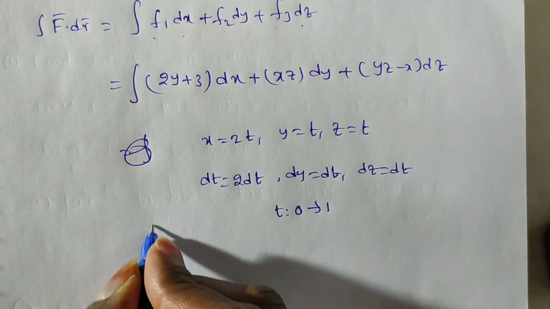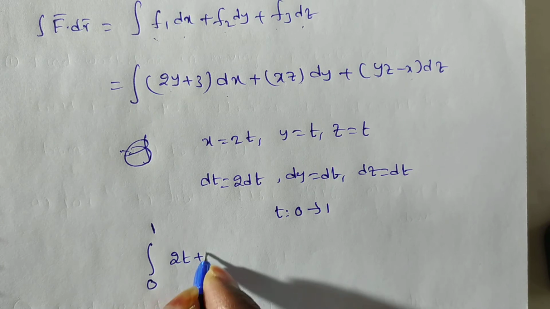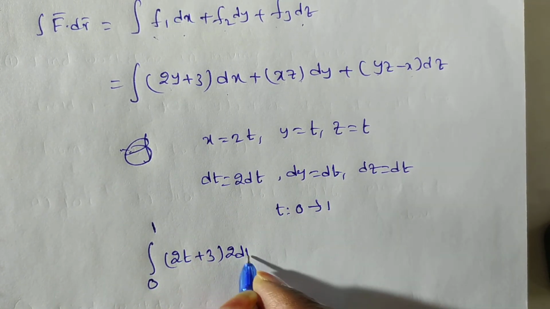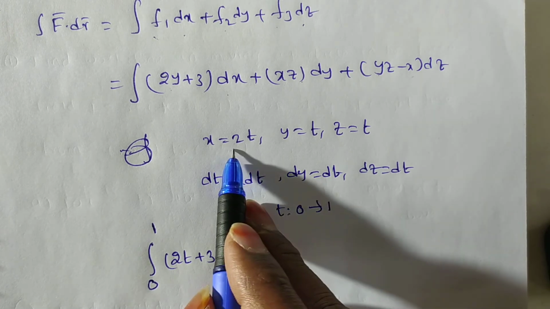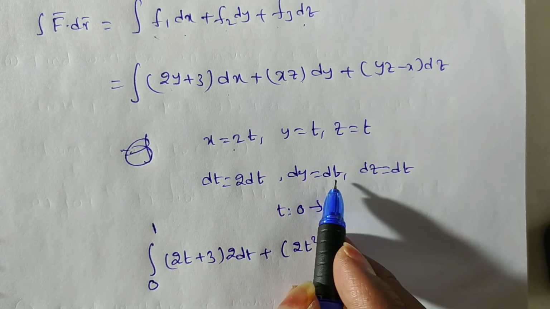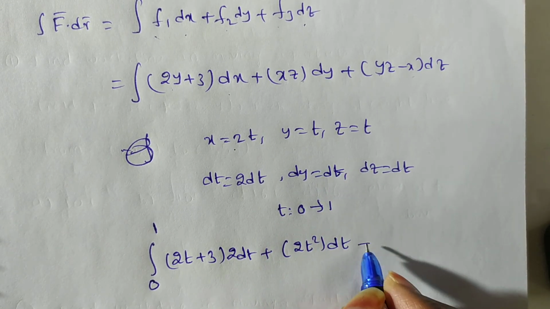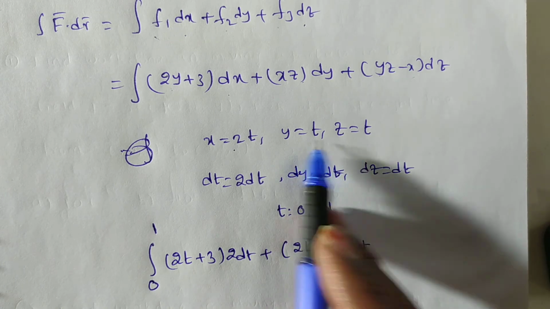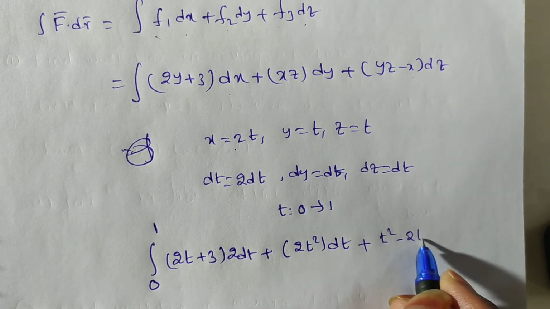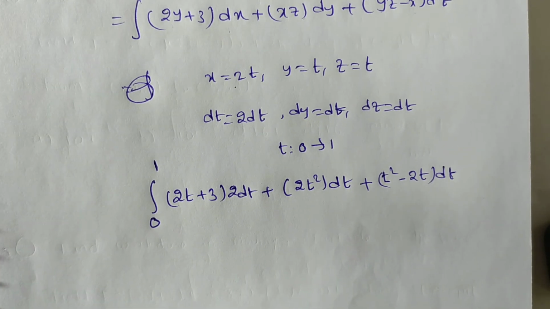Integral from 0 to 1 of 2y. Y is t, right? (2t plus 3) times dx, which is nothing but 2 dt, plus xz. X is this one and z is this one, so 2t square into dy. Dy is dt only. Simply dt is given. Now yz: y into z means t into t, t square, minus x. X is nothing but 2t, dt. That's it. Now from this you can take dt as common.